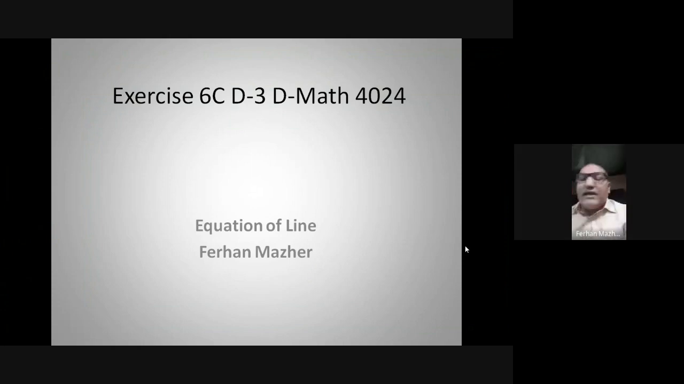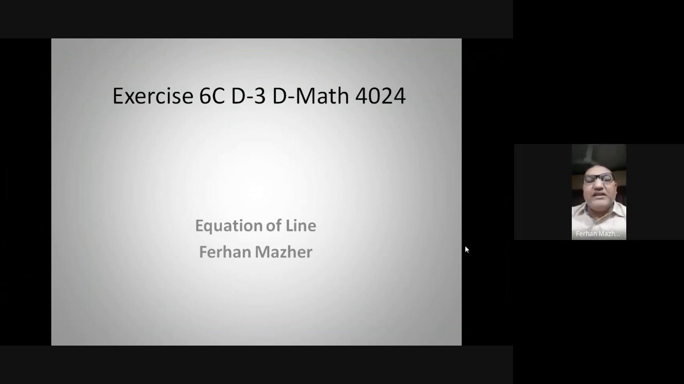And right now, I am with the 9 Cambridge class, and the subject we are studying is D Maths 4024. And we are working on the D3, the book D3. We have done almost a chapter number 1, and now we are working on the chapter number 6. The name of the chapter is Coordinate Geometry. We have already done 2 exercises, 6A, 6B. Today we are going to start exercise 6C.